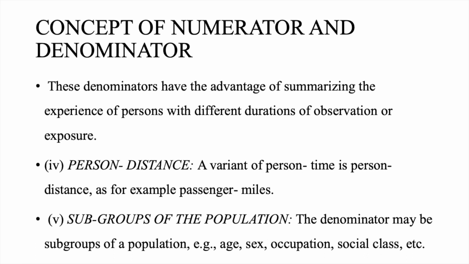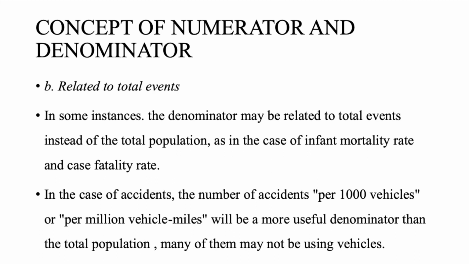Subgroups of the population. The denominator may be subgroups of a population, for example age specific, sex specific, occupation specific, social class specific, etc. Then related to total events. In some instances, the denominator may be related to total events instead of the total population, as in the case of infant mortality rate and case fatality rate. In the case of accidents, the number of accidents per 1000 vehicles or per million vehicle miles will be a more useful denominator than the total population. Many of them may not be using the vehicles.